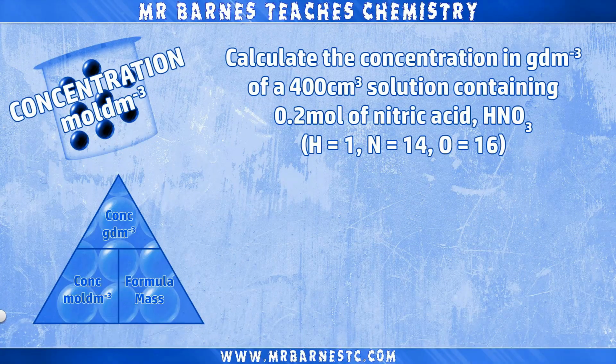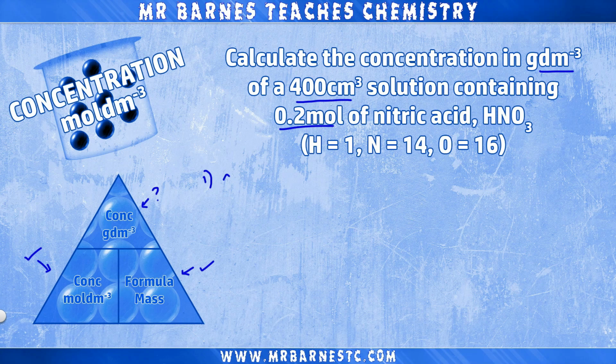Okay, I have one final question for you before you get to have a go. It says calculate the concentration in grams per decimeter cubed of a 400 centimeter cubed solution containing 0.2 moles of nitric acid, HNO3. So we need to pick this question apart. The first thing we can do is work out the concentration in moles per decimeter cubed, because we've got the moles and we've got the volume. We can also work out the formula mass, and therefore we can convert to grams per decimeter cubed.